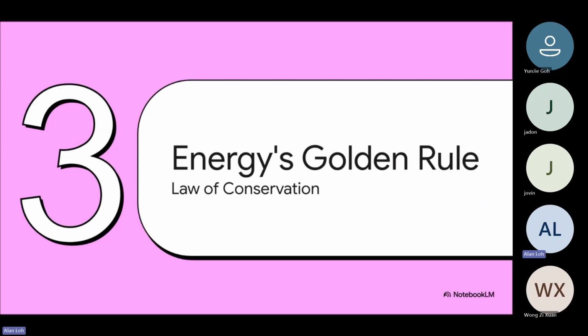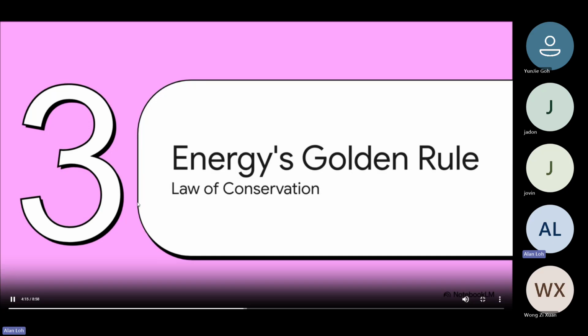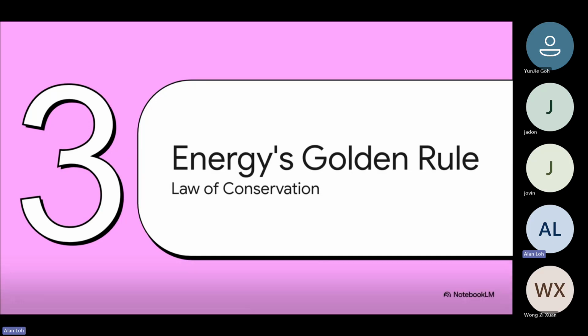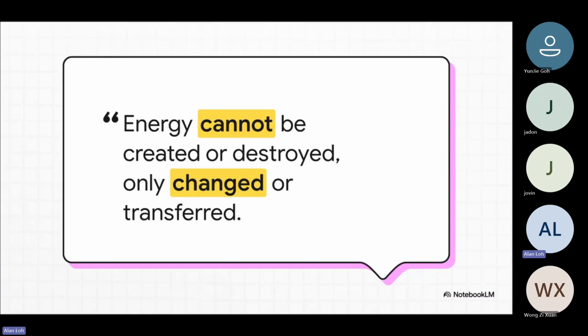Wild, huh? So we've got our matter and we've got the thermal energy bouncing around inside it. But here's the thing. That energy has to follow a very, very strict rule. You could even say it's the most important rule in all of physics. And here it is, the law of conservation of energy. It's so simple, but it's also incredibly profound. It just says, energy cannot be created or destroyed, only changed or transferred.